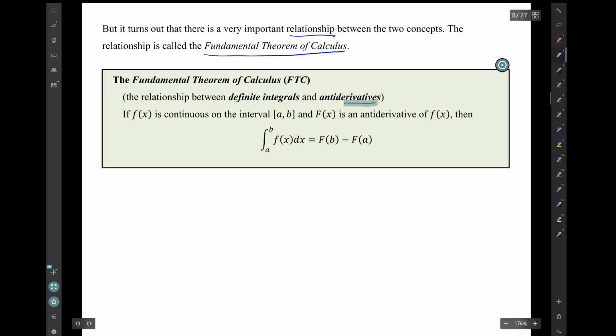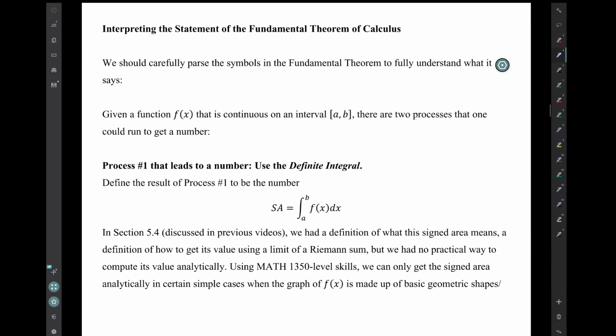It says this: if a function f of x is continuous on an interval a comma b, and capital F of x is an antiderivative of little f of x, then this definite integral is equal to this expression. Now we should carefully read the symbols of the fundamental theorem to fully understand what it says. What it's telling us is that given a function f of x that's continuous on an interval ab, there are two processes that one could run to get a number.